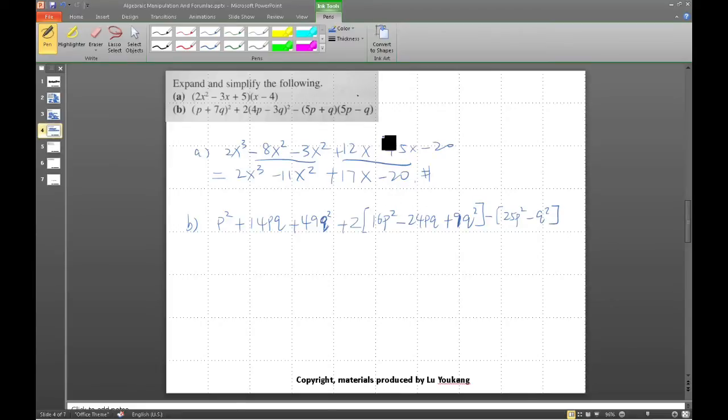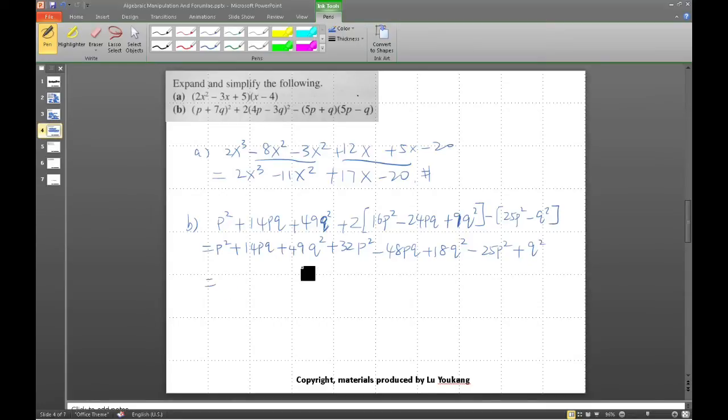Okay, now time to open the middle bracket here. Don't try to add anything yet. Open all the brackets first. Only after opening all the brackets, then you do addition or subtraction of terms with similar power.